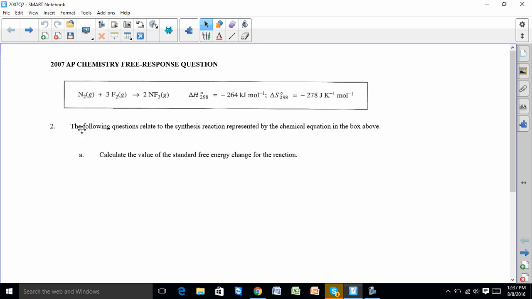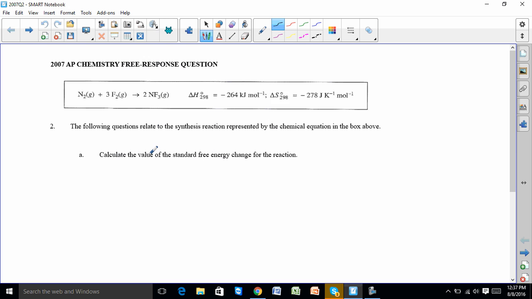Okay, this is a thermal question, 2007 AP question 2. The following questions relate to the synthesis reaction represented by the chemical equation in the box above. Again, remember, synthesis is when two elements come together to make a compound. So this is the most stable state of nitrogen, and then they gave you delta H and delta S.